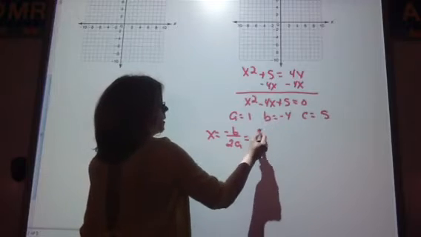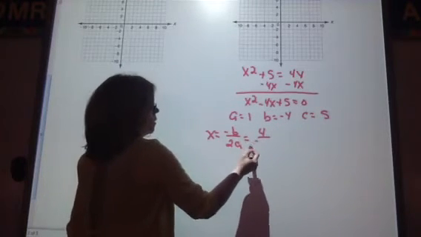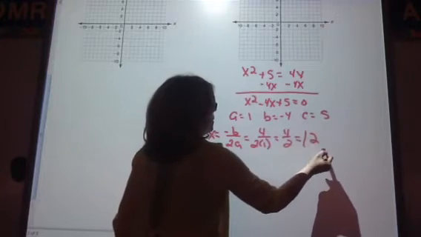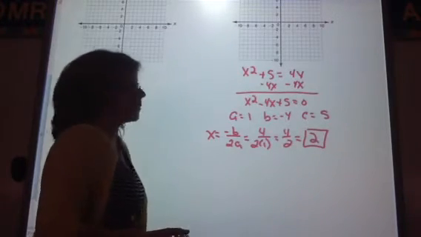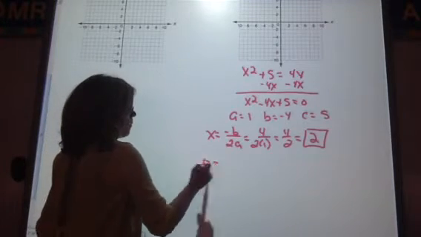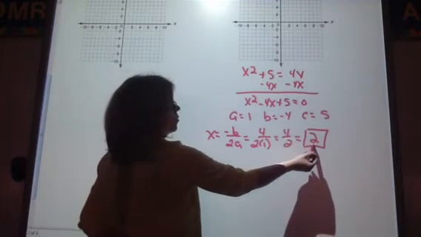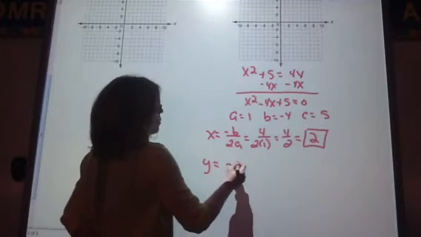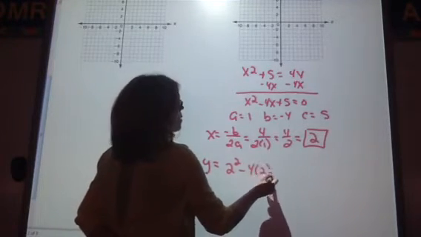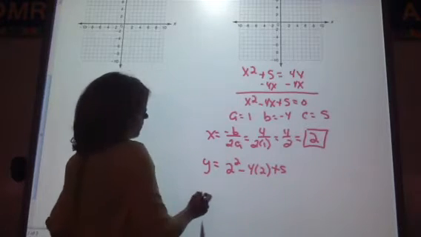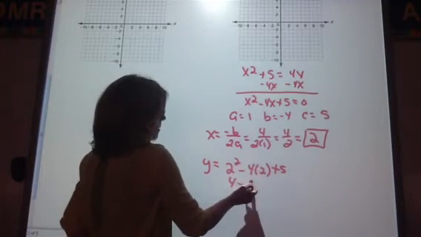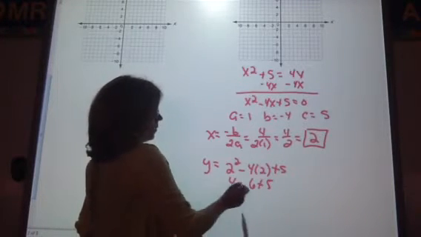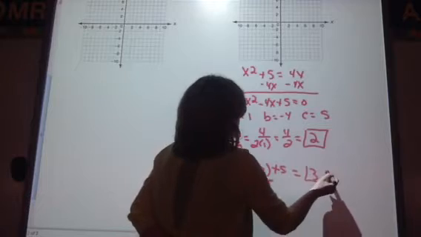So the opposite of a negative 4 is a positive 4, over 2 times A, which is 2. So my x coordinate is 2. That's my axis of symmetry. My y coordinate is where I want to substitute 2 in for x in my quadratic equation here. So that's 2 squared minus 4 times 2 plus 5. So what is that? 4 minus 6 plus 5. 4 minus 6 is a negative 2 plus 5 is a positive 3.